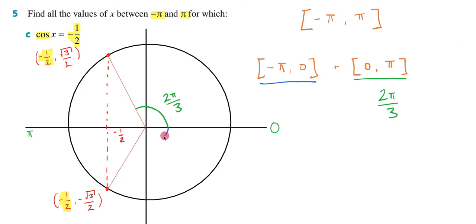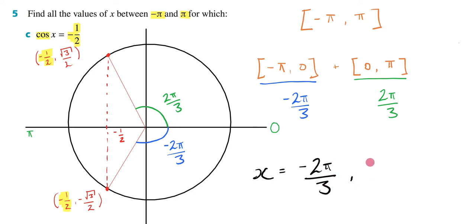So this angle from there to there will be the angle of interest. And hopefully you can see just symmetrically, this is going to be 2 pi over 3. So here will be negative 2 pi over 3. And these will be my two angles that exist between negative pi and pi and satisfy this. So my final answer is x equals negative 2 pi on 3 and 2 pi on 3.